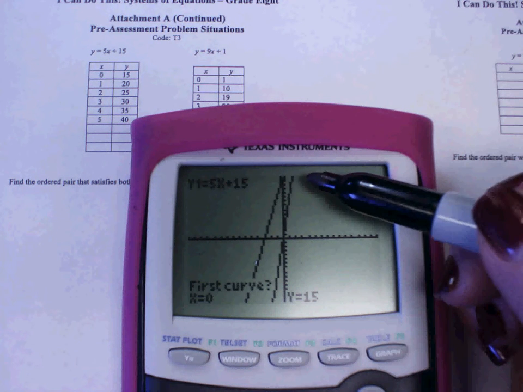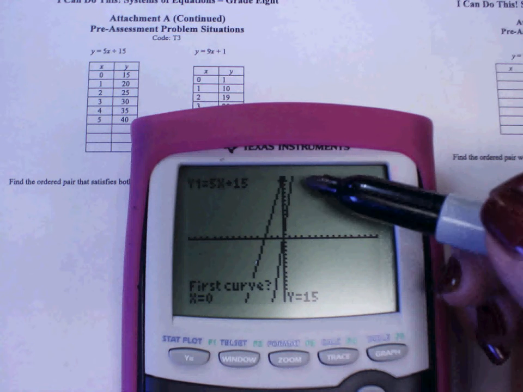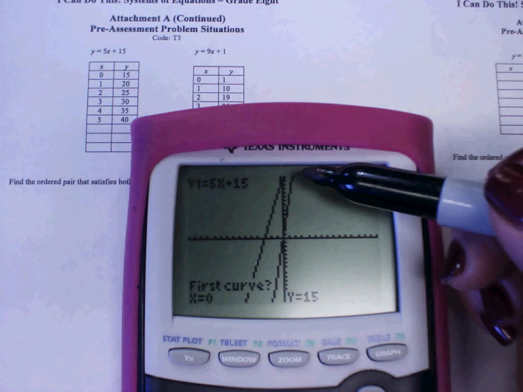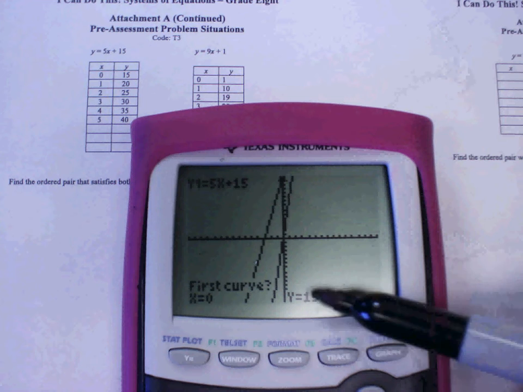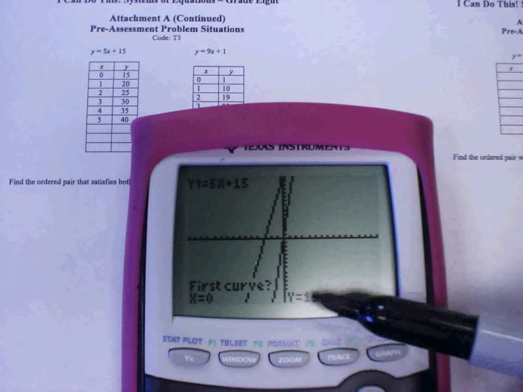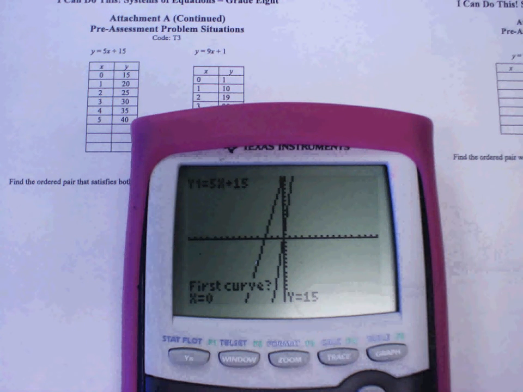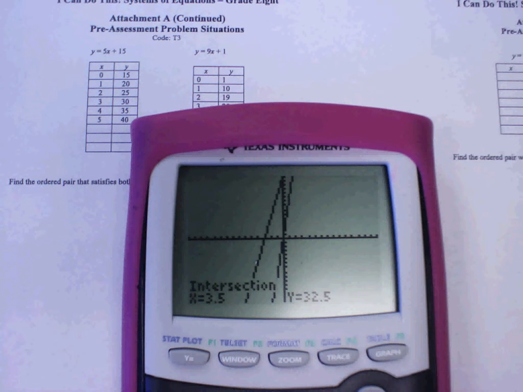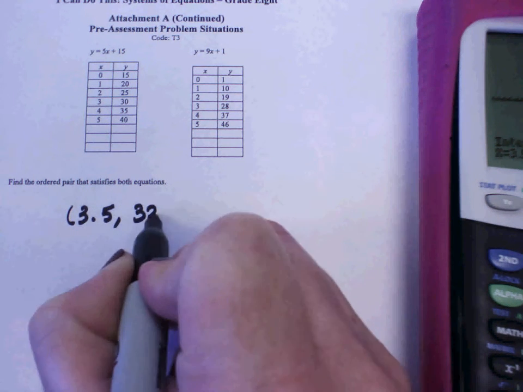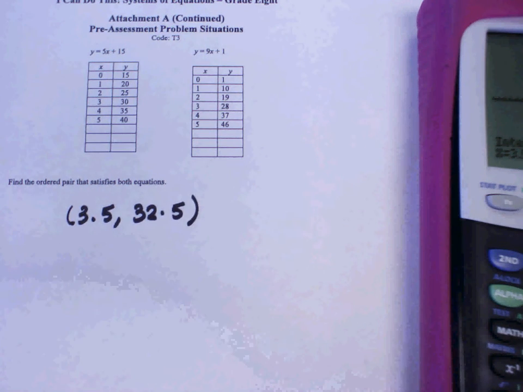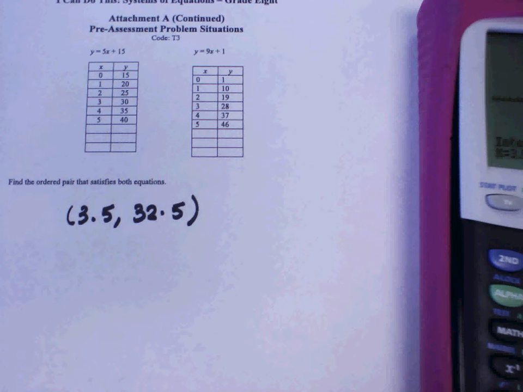Uh-oh. I can't see it, right? Why can I not see it? Because I changed my window, right? All right, but she's still giving it to me right here. She's not telling me quit, go to, or anything like that. So I'm going to take the chance and hit enter 3 times to see if it will give me the right answer. Yep. 3.5 and 32.5. That's my solution. Yay?